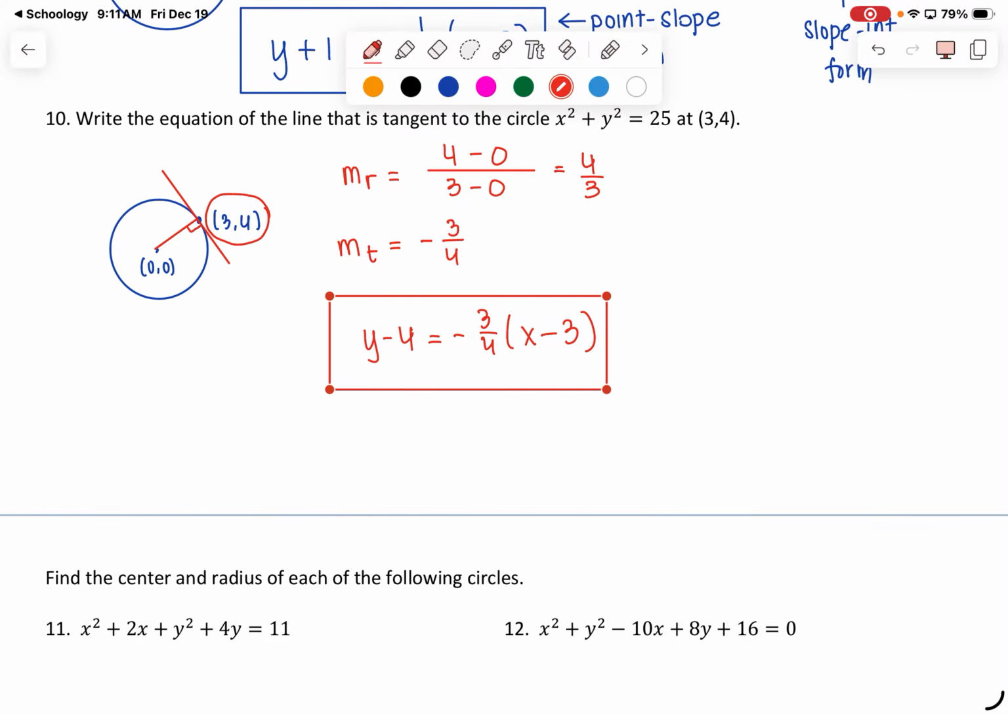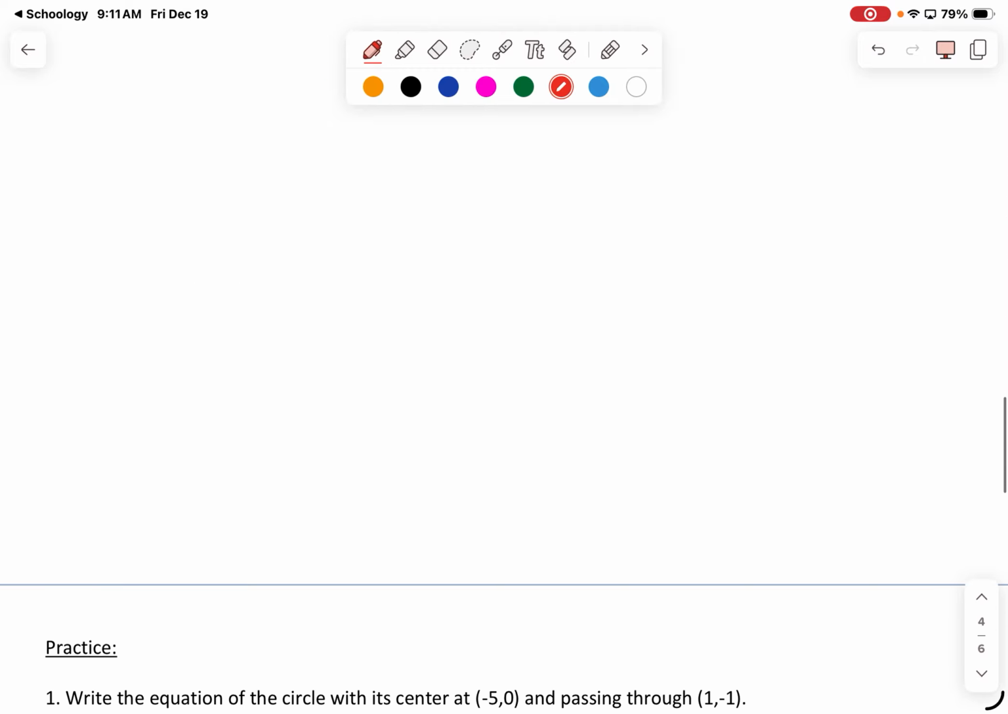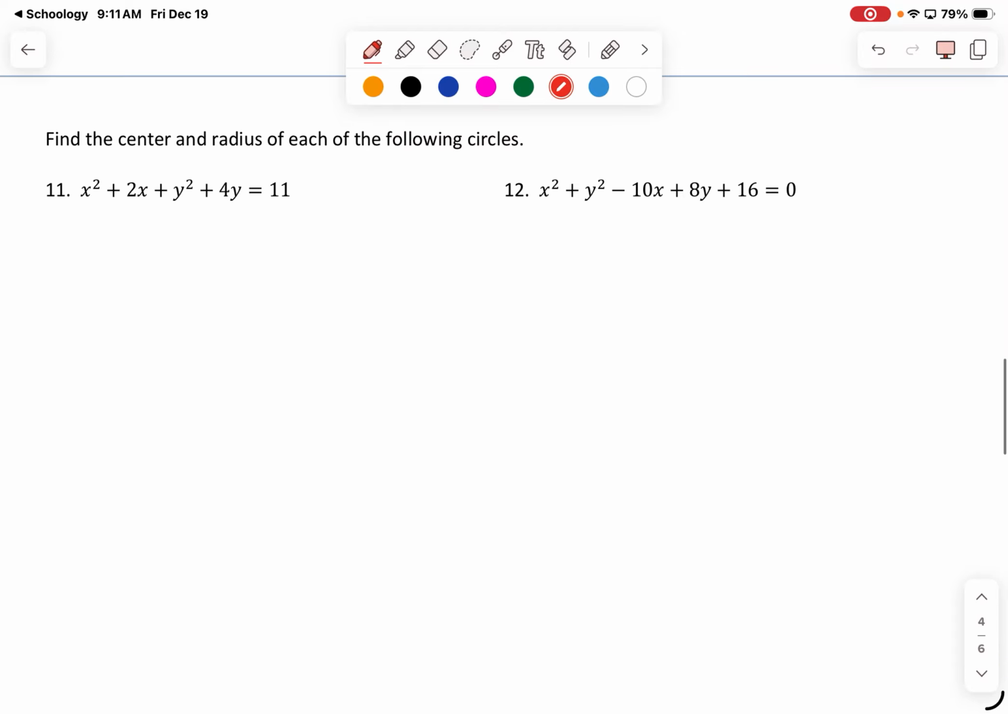Okay? It doesn't say it has to be in slope-intercept form, so I'm just going to leave it for this one. Okay? If it does say it, I'll move it. All right, we have a couple more, and then the rest is for you to practice.